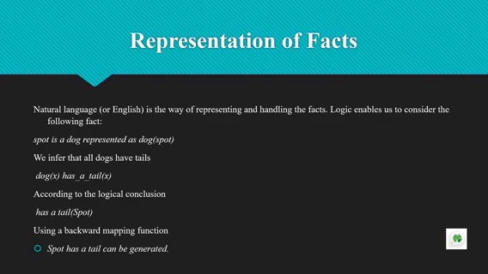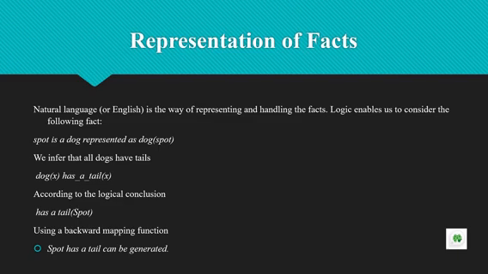This is the representation of facts. An example of the natural language, that is our English, is a way of representing and handling the facts. Logic enables us to consider the following facts. Spot is a dog, represented as dog of spot. We infer that all dogs have tails: dog of X implies has a tail of X. According to the logical conclusion, spot has a tail.